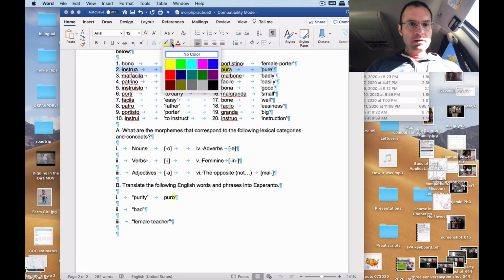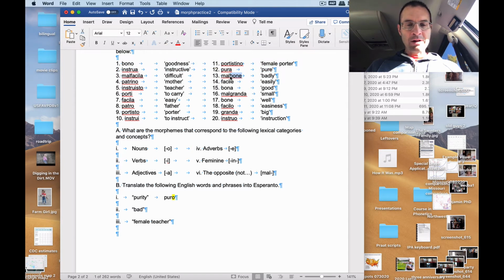Bad, we talked about badly, as in malbone. We talked about good, which is bona. Bad is just the opposite of good, so it's malbona, right? It's the adjective form because of the a. Bon is the root, which is good, and mal is the opposite, so the opposite of that adjective.